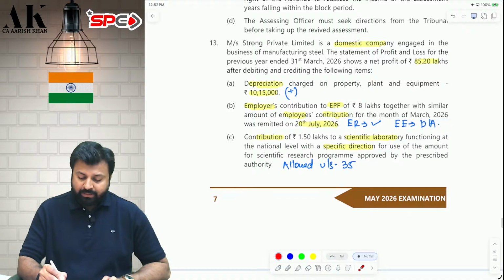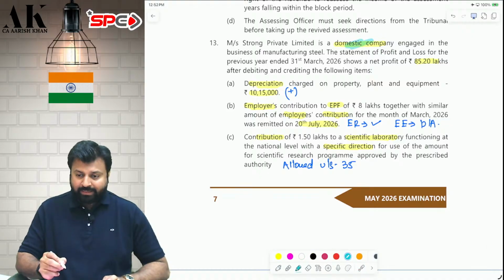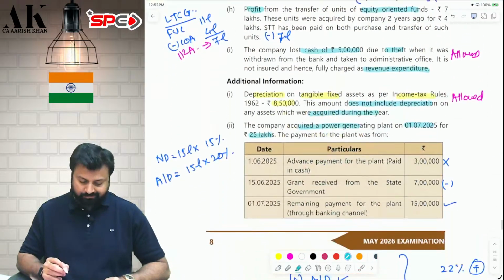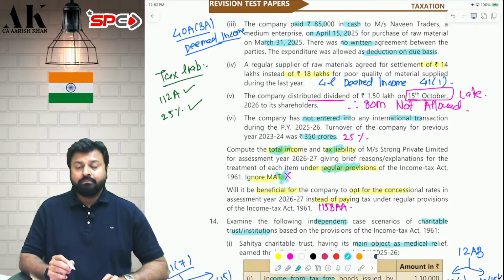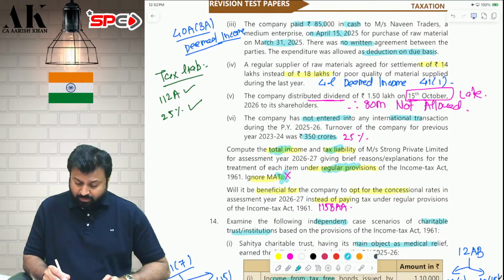There is a domestic company. We need to compute the total income, etc. Let's see the last line, what exactly they want. They want us to compute total income, tax liability under regular provision. Ignore MAT. Then also they have asked us to compute the total income as per 115BAA also.